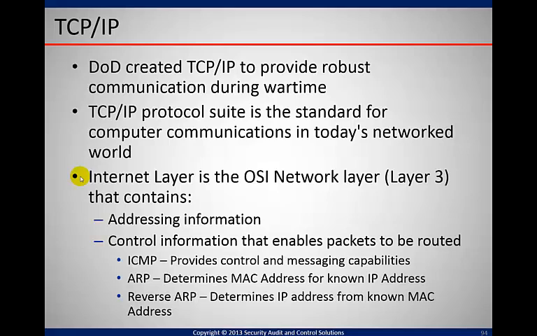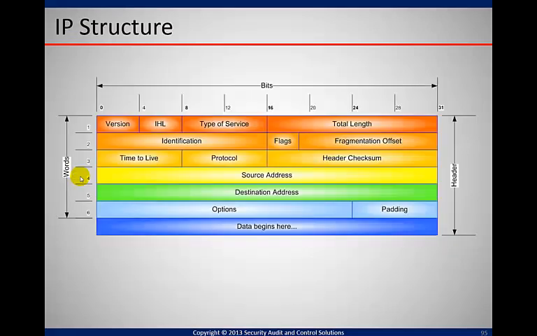ARP, which determines the MAC address for a known IP address, and reverse ARP determines the IP address from a known MAC address. Now, this is an example of an IP structure, which you can actually look at. It's got quite a few little attributes. My recommendation is to download, if you don't have it already, Wireshark, install it on your machine and sniff your network a bit and look at the packets and look at the content of the packets and what happens on the network. This is your best bet to understand how communication works inside a network.